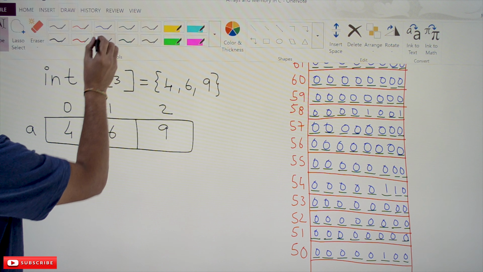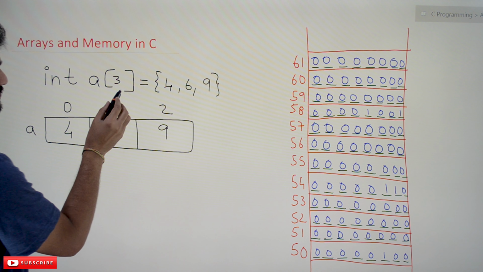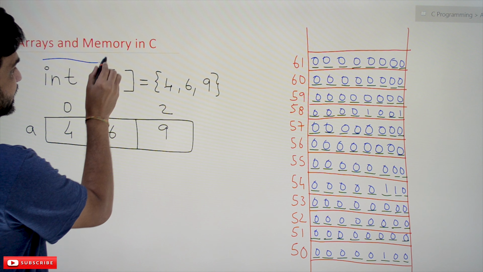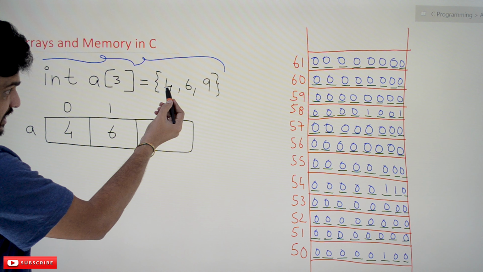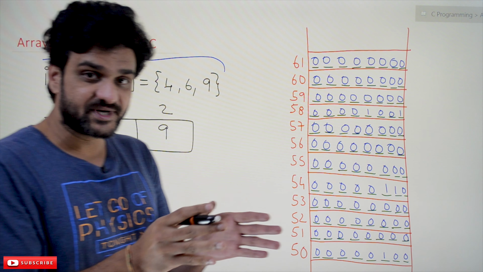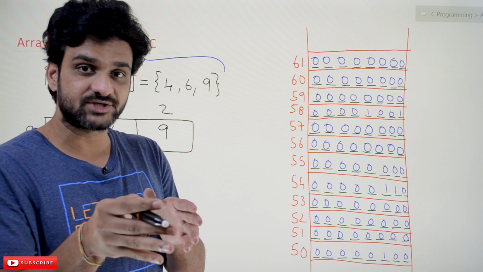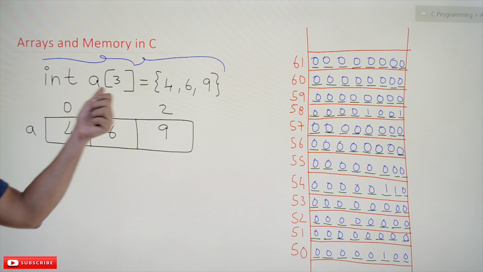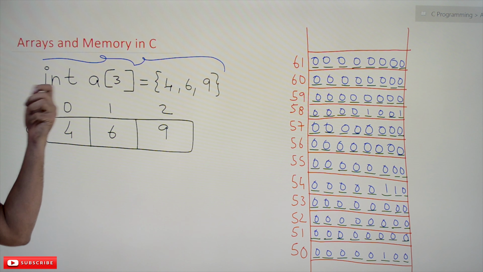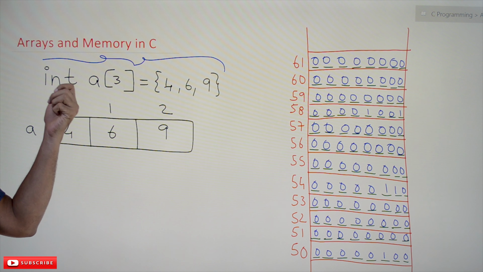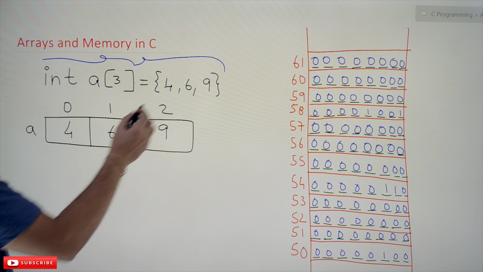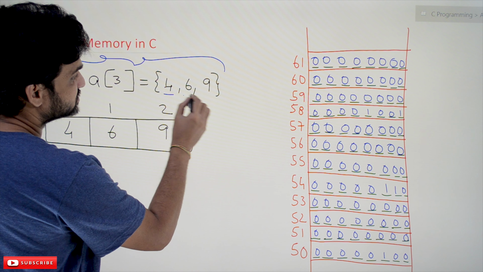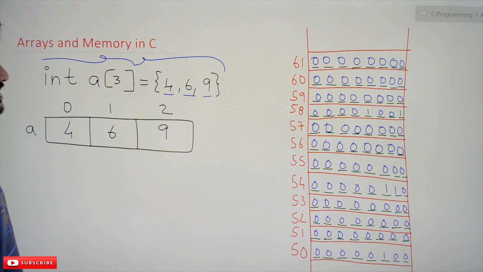In this example, int a[3], this is how an array can be declared, and this is how the array can be initialized. So here an array of size 3 has been declared, meaning 3 elements can be stored in that array, and that array is of type integer. So the data type of that array is int, meaning integers can be stored in that array. We have taken 3 elements. The 3 elements are 4, 6, 9. So these are the elements which are getting stored in an array.